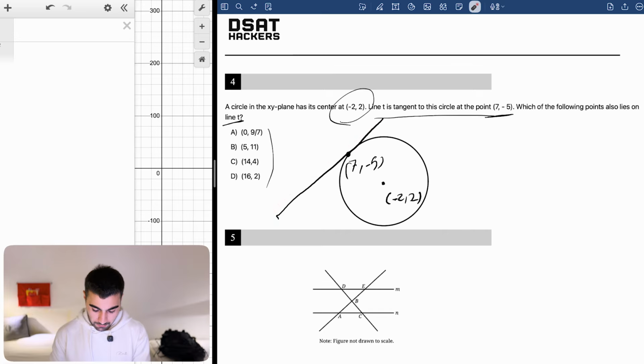To be able to do that, we need to find the equation of this line, and to find the equation of this line, we need two things: one point on the line and the slope of the line. We already have a point on this line, but we don't know the slope of this line.